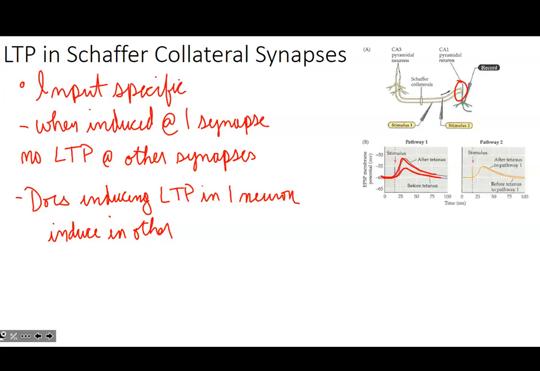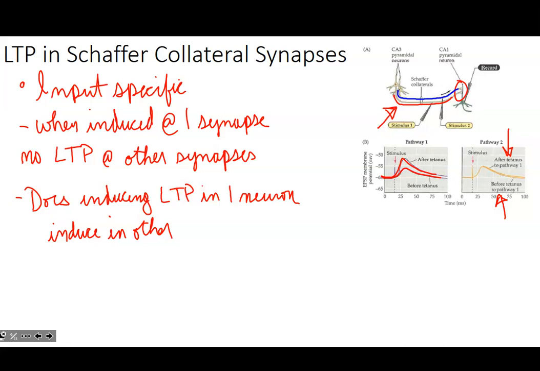And so I didn't point this out last time, but see what these labels say? This is before tetanus to pathway 1 and after the tetanus to pathway 1. So if this is our pathway 1 here, they're still going to tetanize this and measure pathway 2, I'll do this in a different color, to see if they can see any LTP occurring here. And the answer is no.